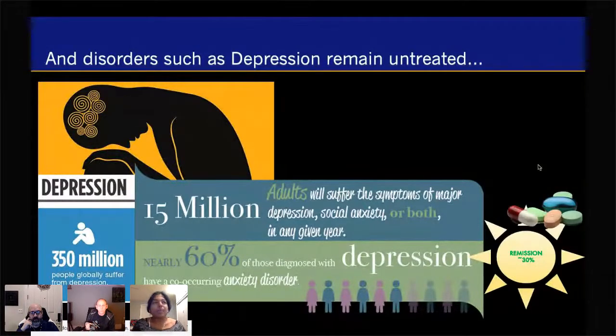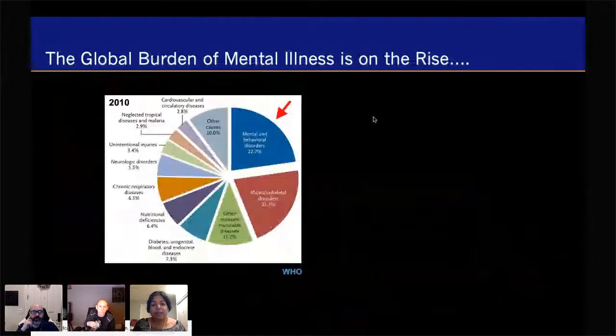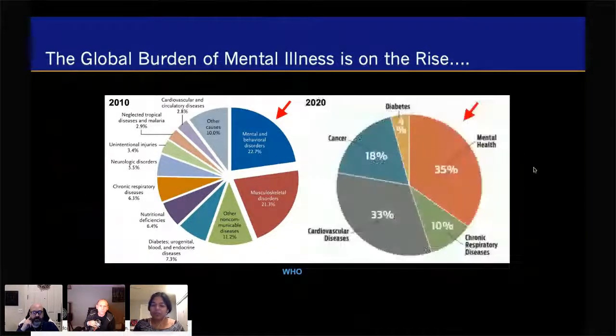And currently it's not just medications, but there are also FDA-approved transcranial magnetic stimulation therapies and so on, but they also have this kind of remission rate. So we want to do better than that. Basically where we're at, and this slide is showing you, is that this is not really going away. In 2010 we had a burden of 22%. Now we have a burden of 35% in mental disorders.